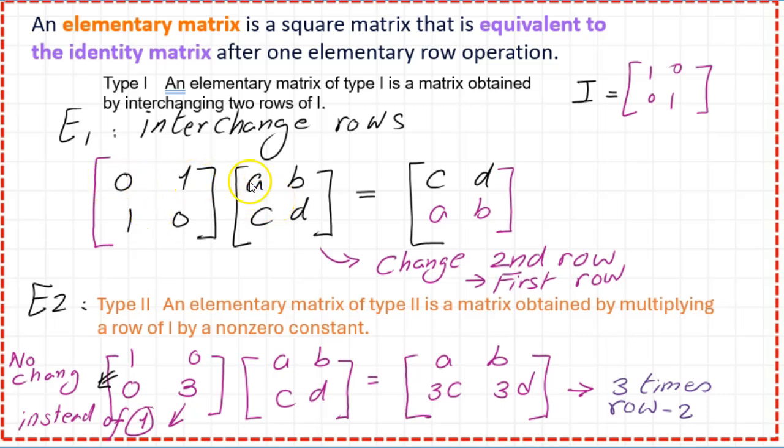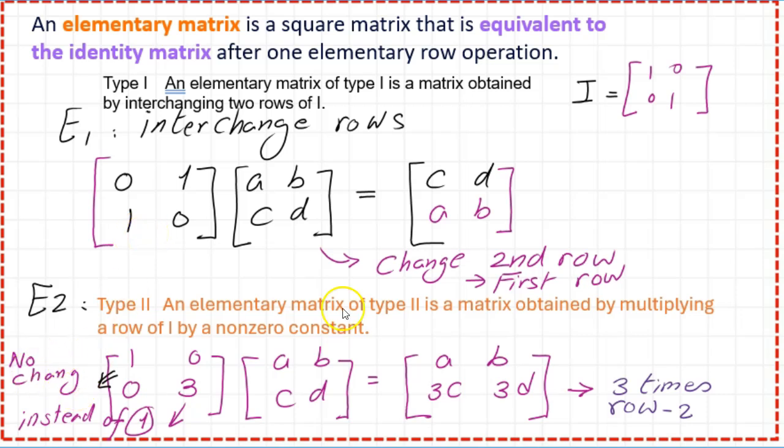So we have 0 by A plus 1 by C, it will become C, and 0 by B plus 1 multiplied by D, it will become D. And here 1, 0, this will become A here and B here. What happened is that we have changed the second row to become the first row and vice versa. This is the first type, type 1, which is obtained by interchanging two rows of the identity matrix I.